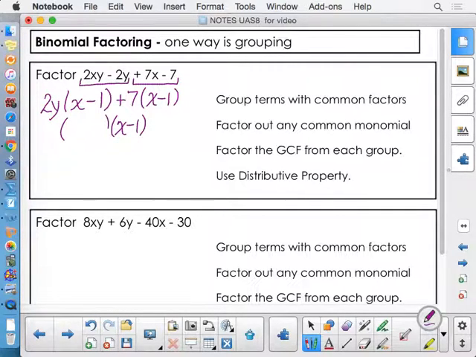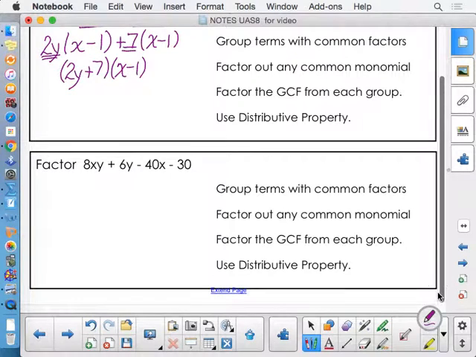So what I would list out front to put it to its factored form is what needs to be distributed over that x minus 1 expression. And I see that a 2y needs to be distributed over that, and a 7. And that becomes my other factor, and now that's in factored form. If you want to check it, you can certainly use the distributive property and make sure that that comes back out.